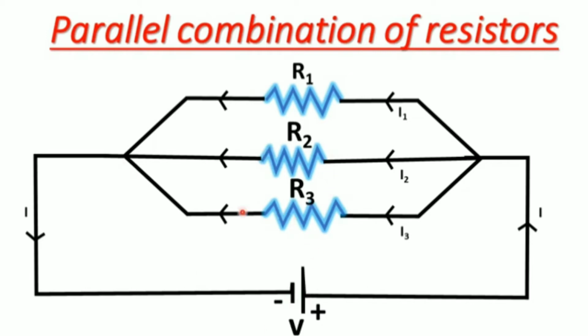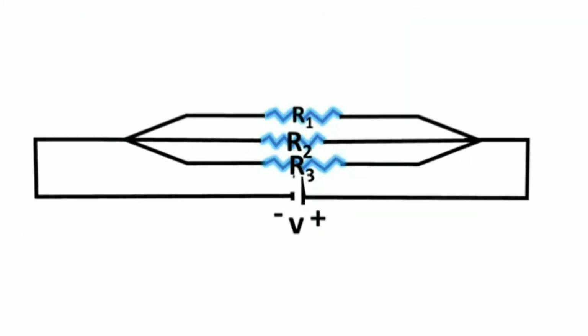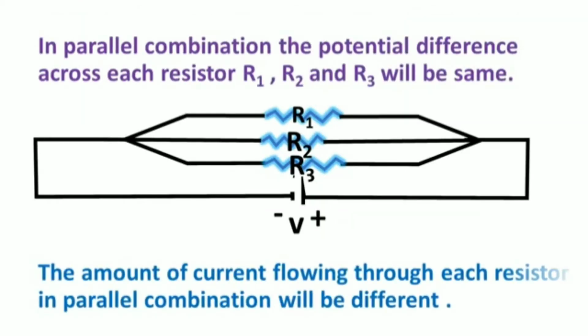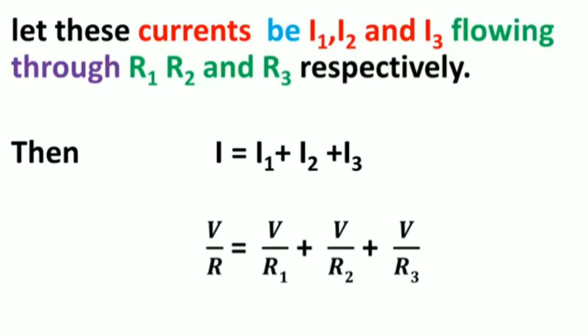Once again we will understand this concept: in parallel combination of resistors, the current flowing through each branch is different, but the potential drop across each resistor is the same. Why is the potential difference across each resistor the same? Because each resistor is connected individually with the terminals of the cell. That's why the potential difference will be the same. So I is equal to I1 plus I2 plus I3.